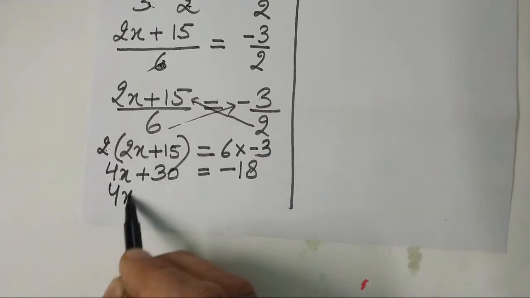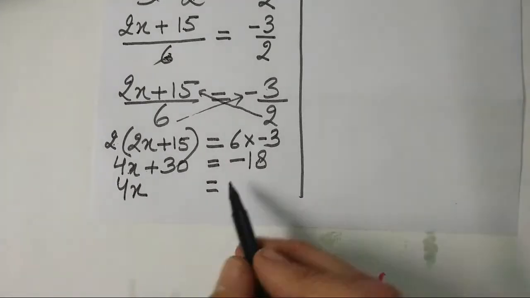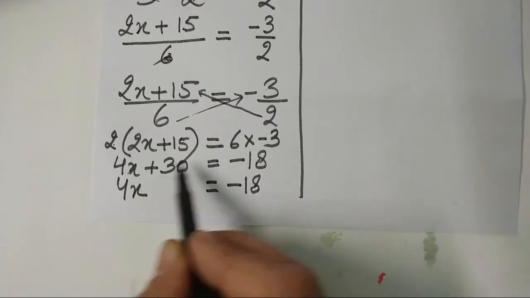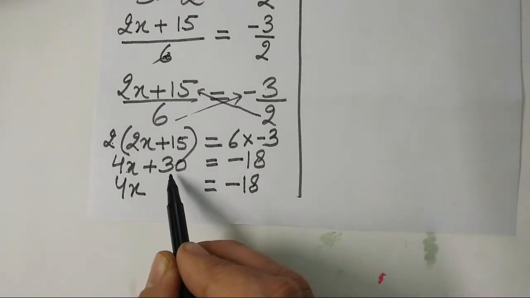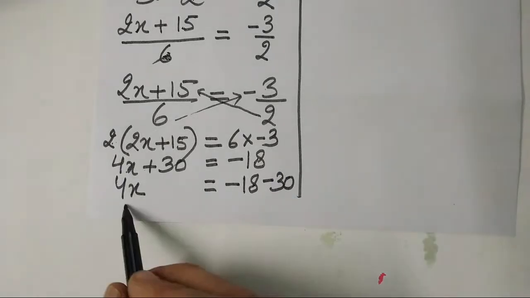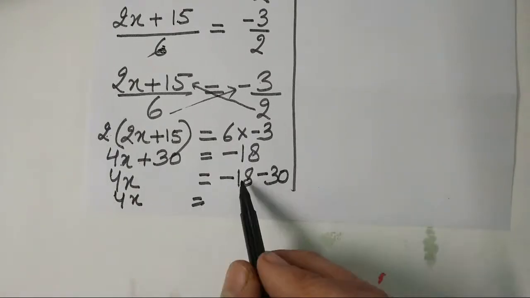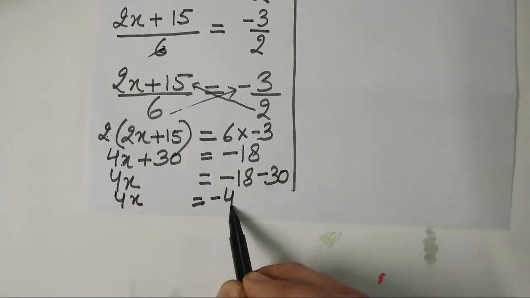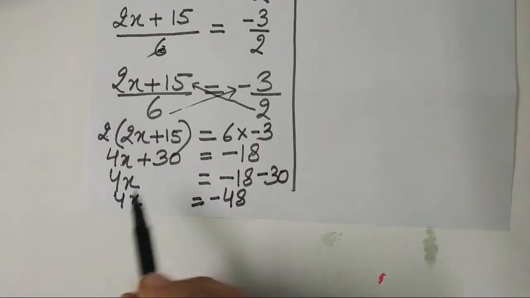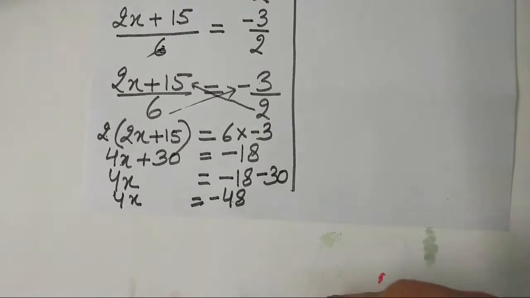It will become 4x is equal to minus 18, and 30 will come on the right side. If you have doubts, you can type them in. When we transfer the number, the sign changes. Then the step becomes simple: minus 18 and minus 30 is minus 48, and you will get the answer. x is equal to minus 48 upon 4, and it is done.